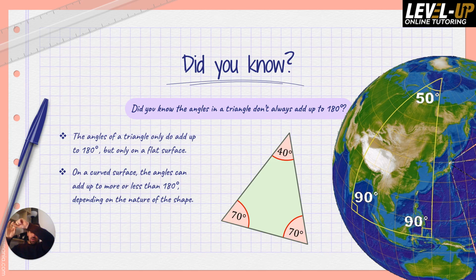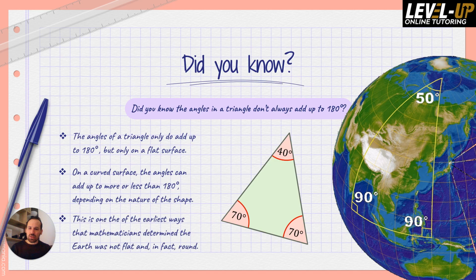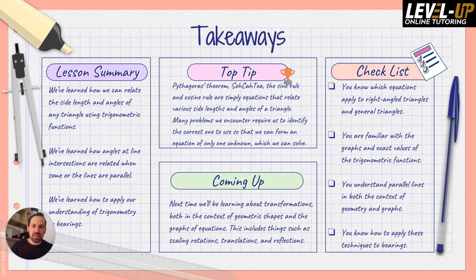The angles wouldn't add up. And this was one of the earliest ways mathematicians determined the Earth wasn't actually flat and was in fact round. I mean, they didn't know it was necessarily a sphere, but they knew it wasn't flat because otherwise the angles would add up to 180, but they didn't. So there you go. Quite an interesting fact there, I think.